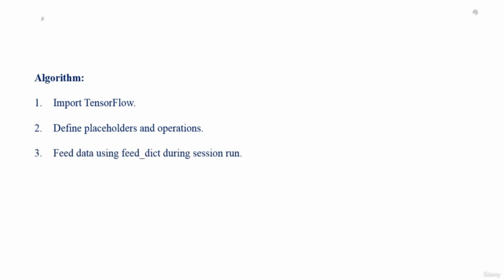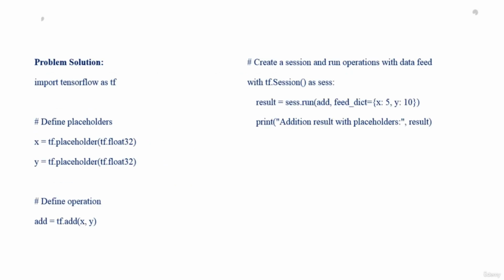Algorithm. Import TensorFlow. Define placeholders and operations. Feed data using feed_dict during session run. Print the results. How the code is working: placeholders are defined to accept input data during session execution. Data is fed into the graph using feed_dict, and the computation result is retrieved and printed. This demonstrates how to dynamically feed data into TensorFlow computations.